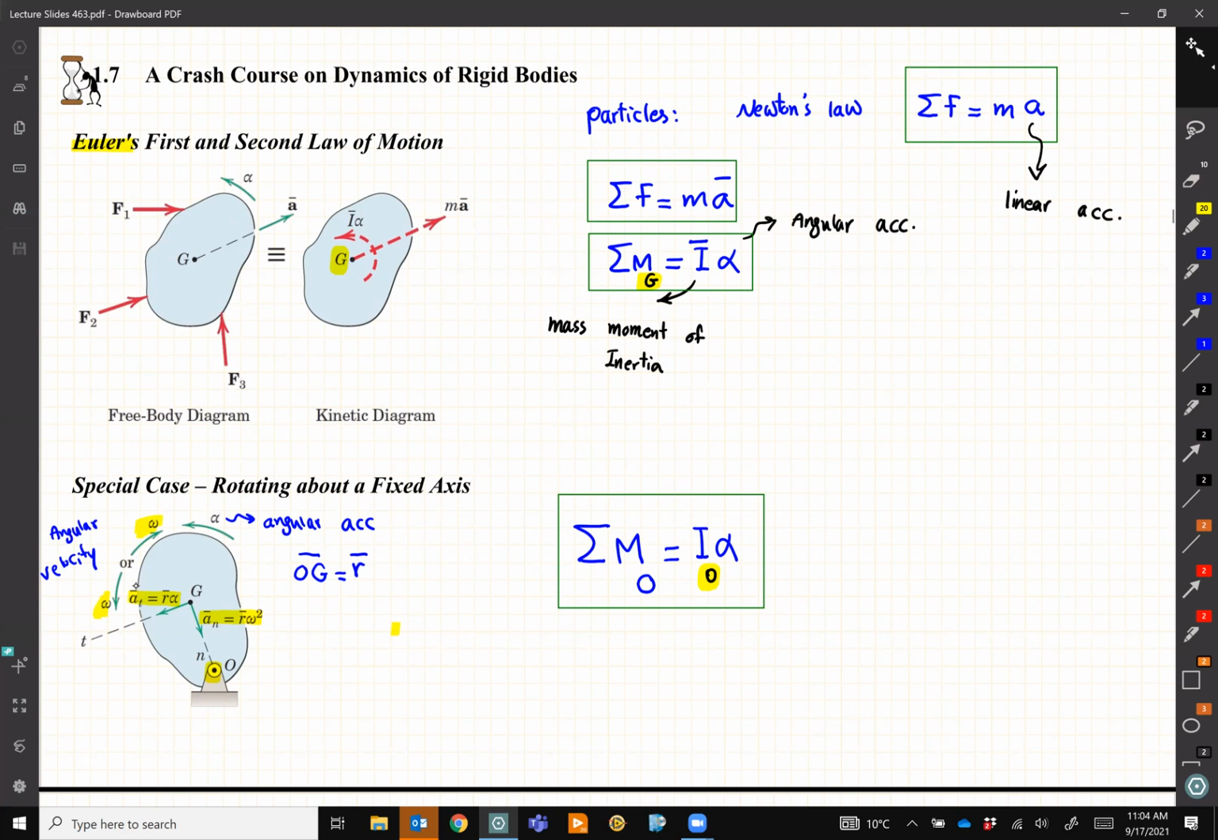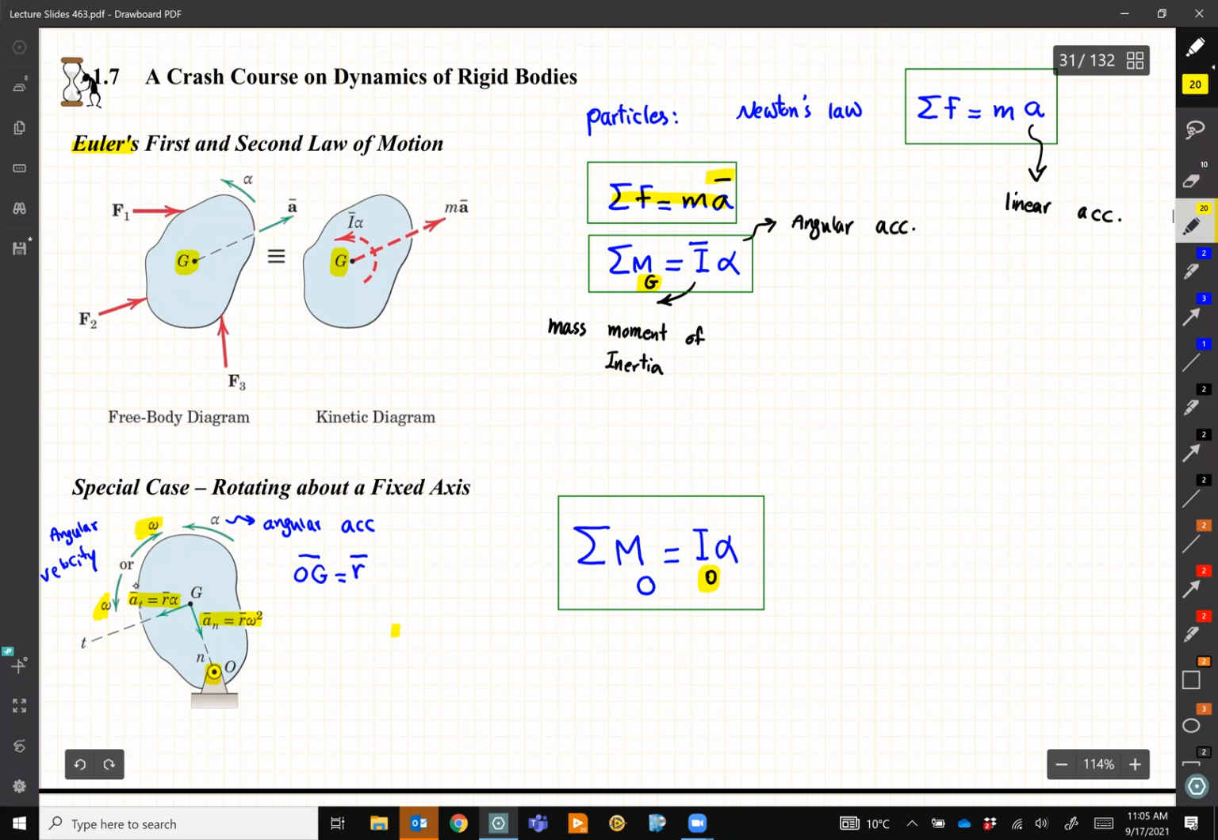The first Euler law is very similar to Newton. It says that sum of all the forces is equal to m a bar, but this time, because we are dealing with a part which has dimension, a bar means the acceleration of the center of gravity. Sometimes we show it by g, like in this picture. All right, so that's a sign that we use.